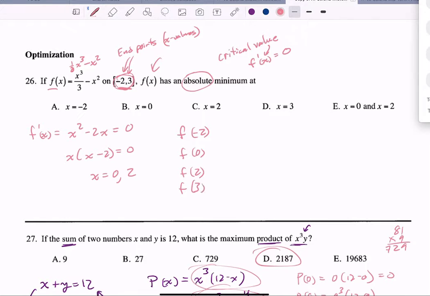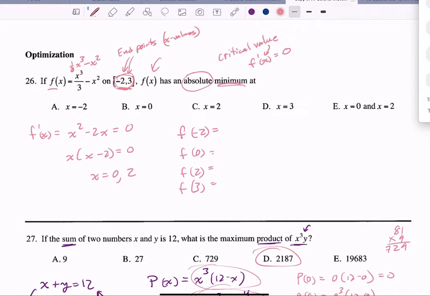Now there's a way to possibly eliminate some of these numbers that you have to test. Like this says absolute minimum. So if this guy or this guy, those are my two critical values, if those are relative maximums or local maximums, then I don't have to test them. But I don't really want to eliminate them because that's going to take time. Let's just plug these numbers in to see which ones give us the smallest number.